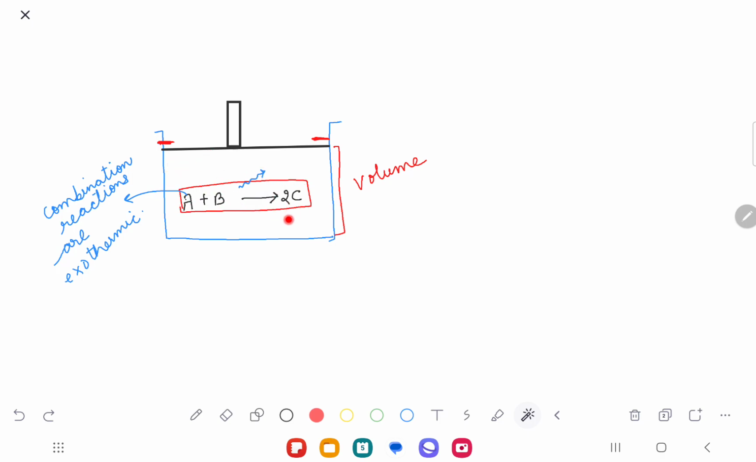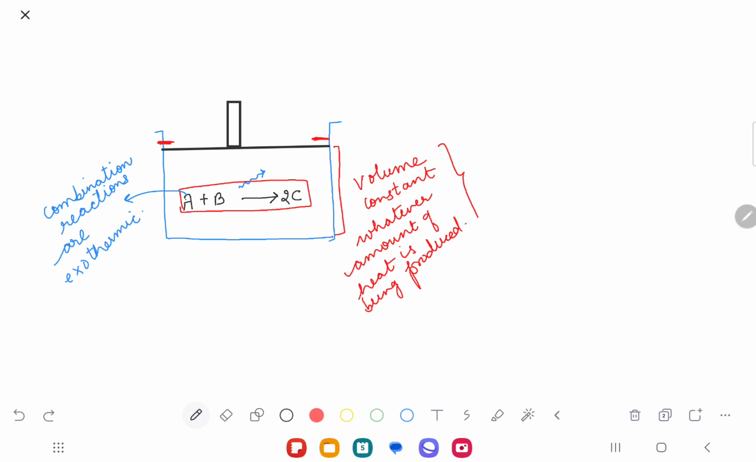So we are allowing the heat to be produced, but that heat is being produced in a situation where the volume is kept constant. Are you understanding? The beaker is not allowed to move up and down. The piston is not allowed to move up and down. So then I say that, when the volume is kept constant, whatever amount of heat is being produced, you understand? That is called the internal energy.